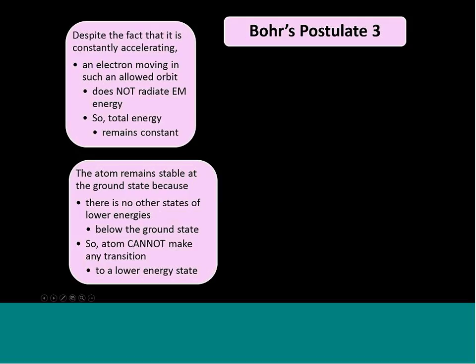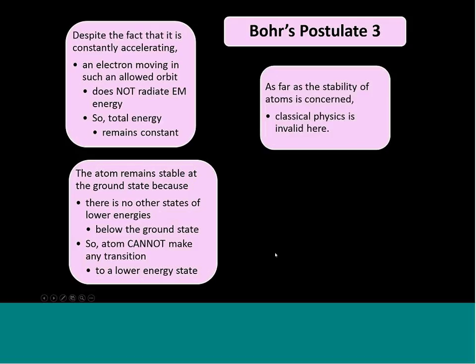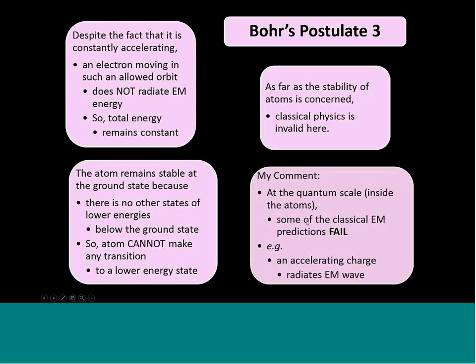So dia tak boleh jump ke bawah, energi yang lebih bawah lagi. Okay, kalau dia pada energi n equal to 2, so dia boleh jump kepada n equal to 1. Kalau dah pada ground state ni, dia tak boleh jump bawah lagi dah. Okay, because there is no other states of low energy below than ground state. So maksudnya atom cannot make any transition to state energy. So as far as the stability of atoms is concerned, classical physics is invalid here.